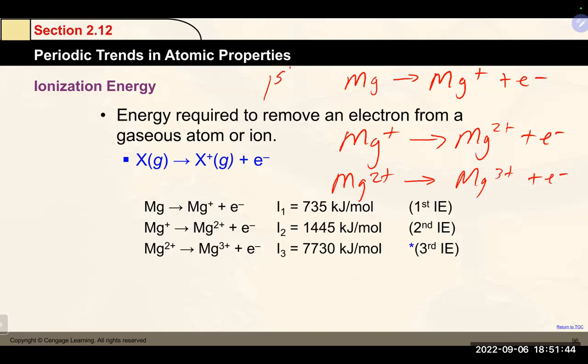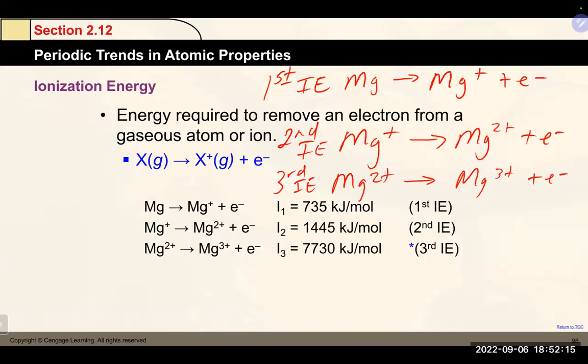This would be known as the first ionization energy. This would be the second ionization energy. This would be our third ionization energy. As you can see down there, is it easier to remove the first electron or the second? It is easier to remove the first electron. We can see that by looking at the numbers here, 735 to 1445 to try to remove the second electron.